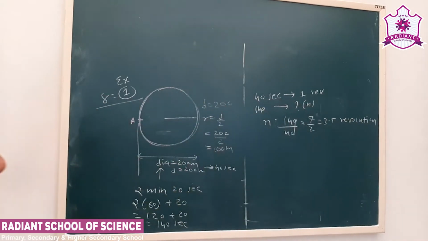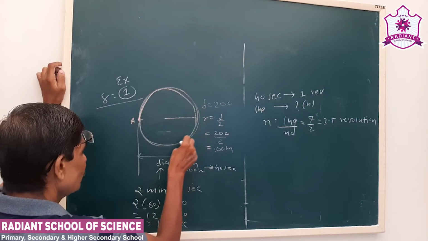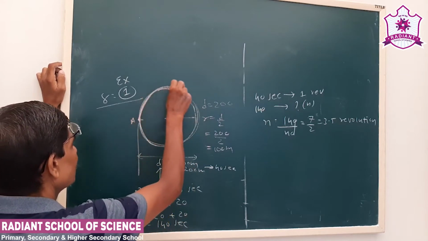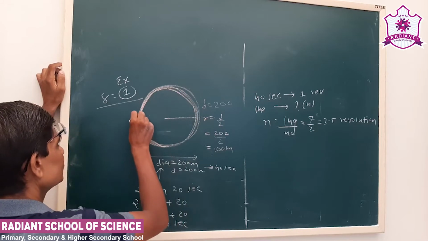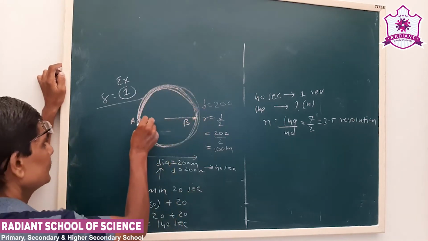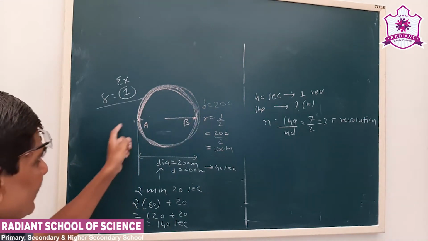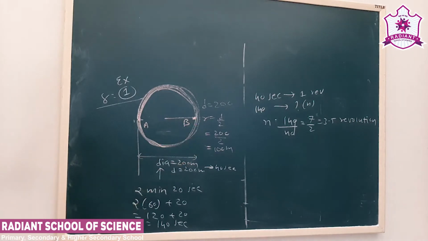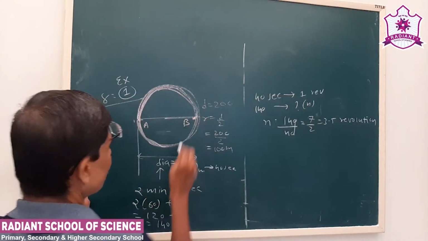See, what is the meaning of 3.5 revolutions? Let us just start it from here. This will be one revolution, then the second revolution, the third revolution, and half of this will be here. Let us say this is A and this is B. So in 3.5 revolutions, it will be at the opposite end, the other end point of the diameter.